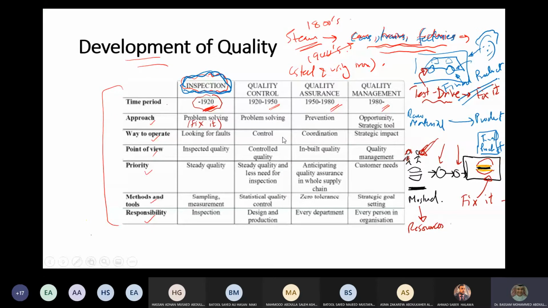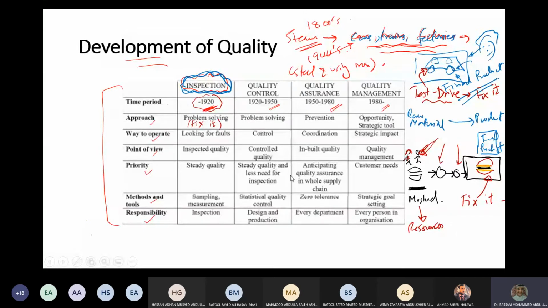So if I want to control, I need to control every part of the process. But just to make you feel better, I will explain what quality control is, the definition of it, later. In this lecture, I'm trying to cover the history of quality. However, I'm trying to explain the history in terms of the definitions of each one. This will make you feel better. And then when I explain what quality control is, you already have an idea about it.